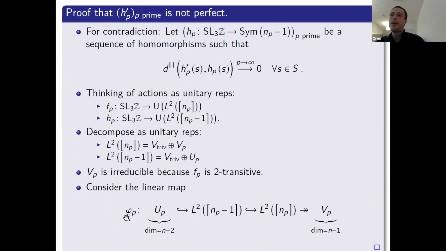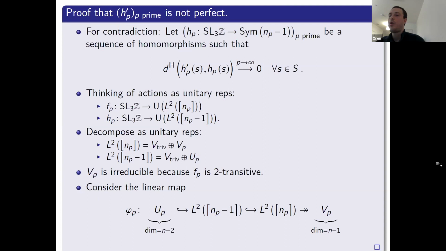I'm constructing now a map, phi P, from this U_P, which is one of the summands of L2 of N_P minus one. First I take the inclusion map into L2 of N_P minus one. Then I take the inclusion map into L2 of N_P. Just the most natural thing that you can think of, sending the indicator function of one to the indicator of one, the indicator of two to the indicator of two, and so on. And then from here, I can project into V_P. So overall, I get some linear map, not a map of representations, from U_P that lives here to V_P that lives here and is irreducible.